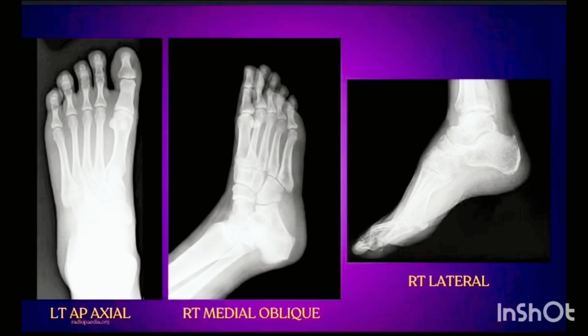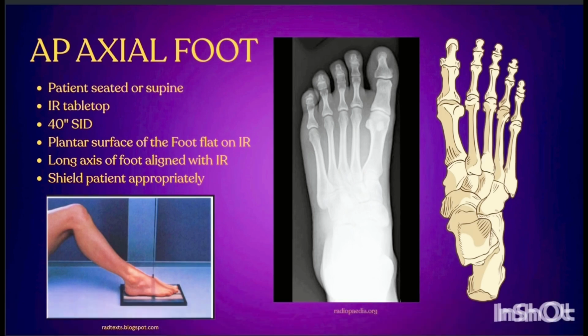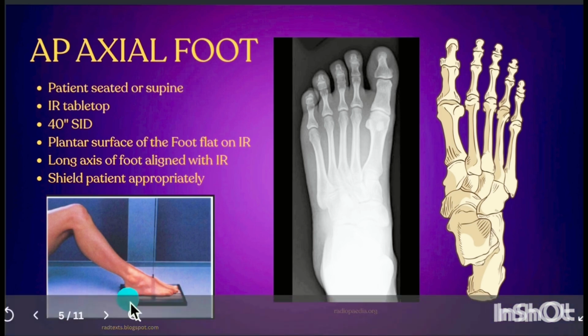Now let's connect the anatomy to your positioning. A standard foot series includes an apiaxial foot, a medial oblique foot, and a lateral foot. Each view shows you something different. So the apiaxial foot, this is not a straight AP. You want the patient seated or supine on the table with the image receptor tabletop, a 40-inch SID, and the plantar surface of the foot, which is the bottom part of the foot, flat on the image receptor and the long axis of the foot aligned with the image receptor, and make sure that you shield your patient.